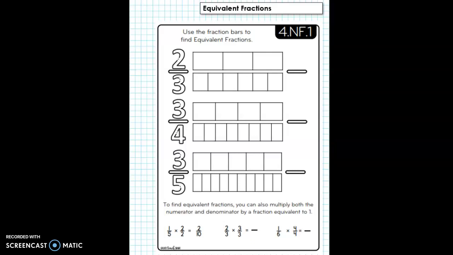Today we are going to look at equivalent fractions. Equivalent fractions are when you take one fraction and make it equal to another fraction by either multiplying or dividing the numerator and the denominator by the same number.